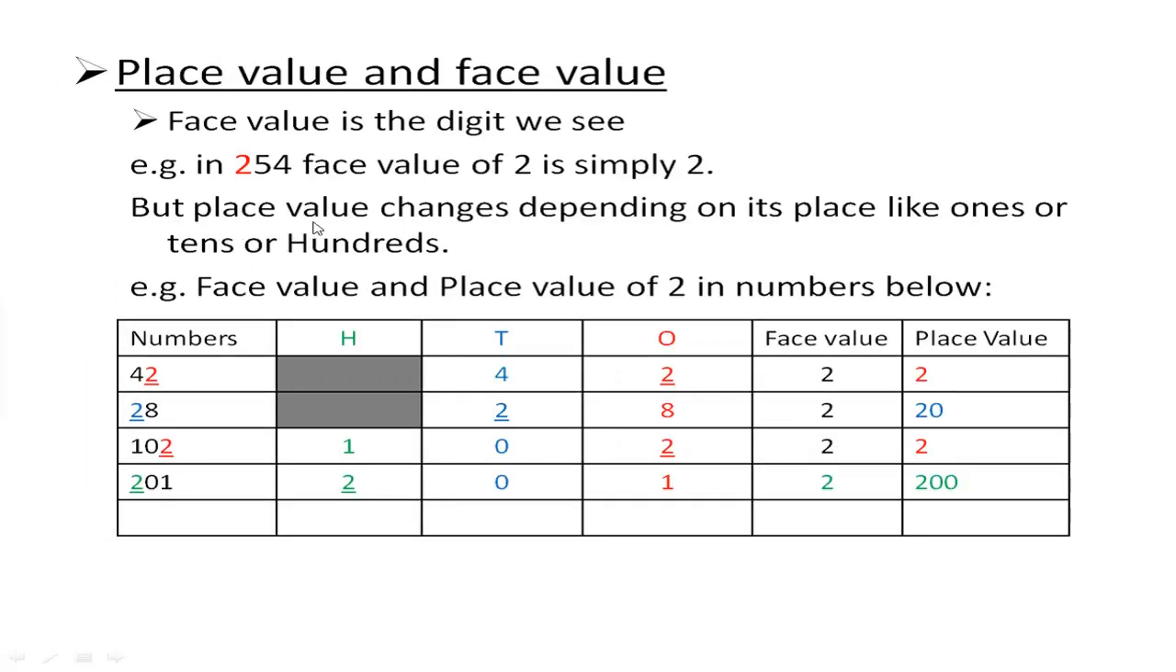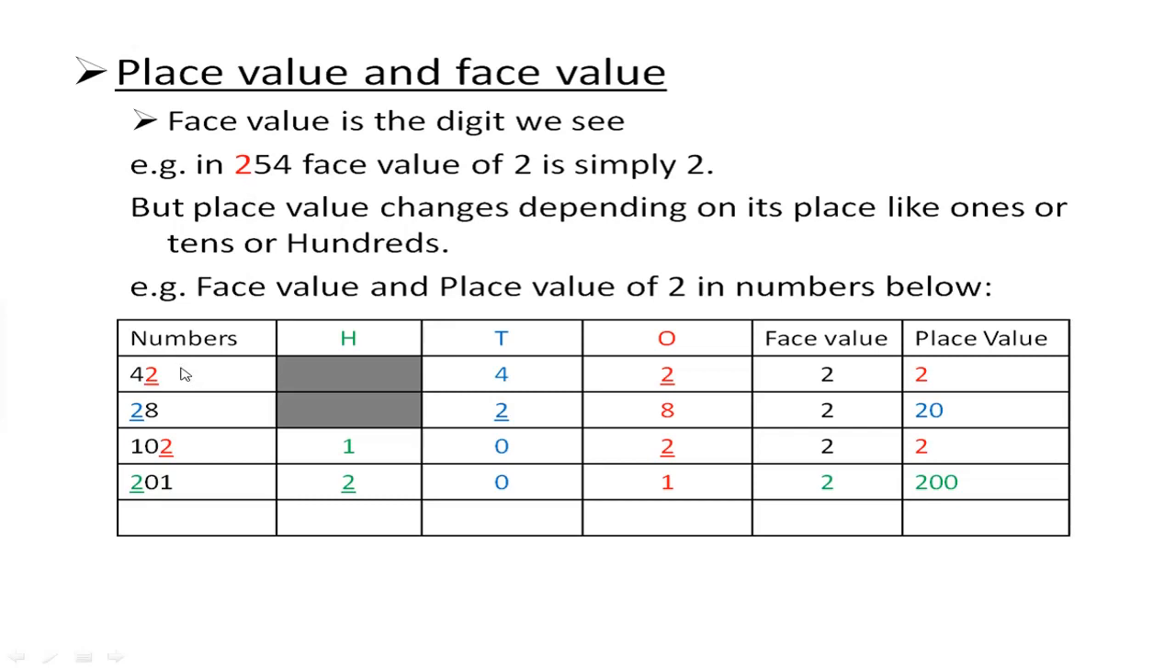But place value changes depending on its place, like ones or tens or hundreds. Okay, so now this 2 for face value, it is just digit 2. But if I look at its place, where it is placed, it is placed in the hundreds place, right? Ones, tens and hundreds. So now its place value is decided. So here it is 200.